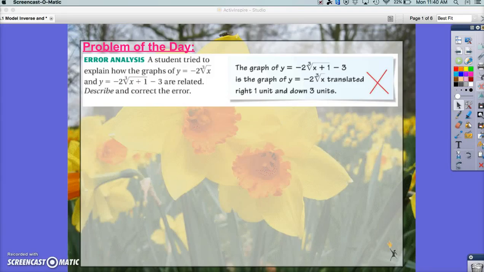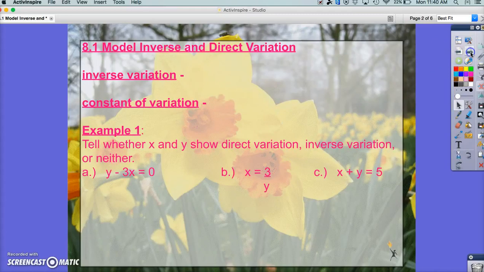All right, so today we move on to chapter 8. Take a look at the problem of the day, pause the video, and solve it for the error analysis problem. All right, so lesson 8.1, model inverse and direct variation.